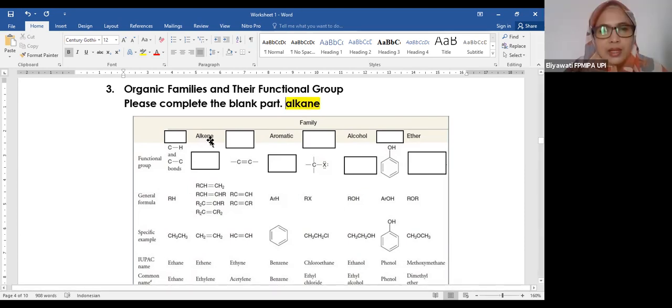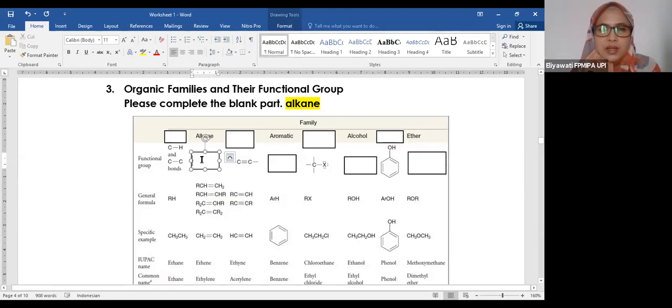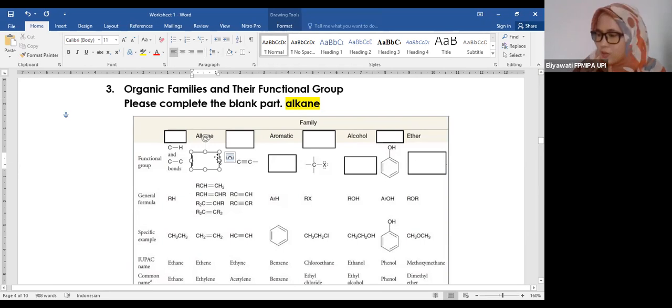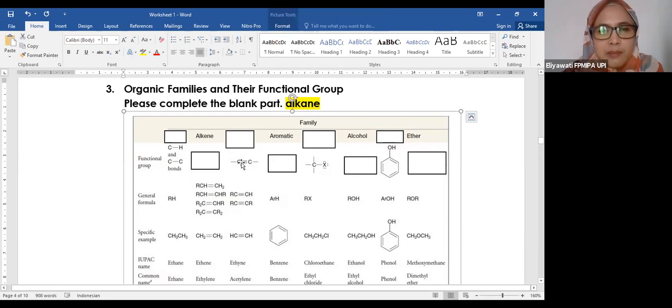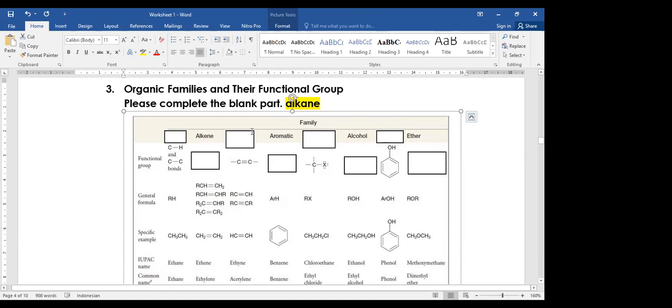How about alkene? It has a double bond. Please write double bond. Then this one is a triple bond, and the family is alkyne.